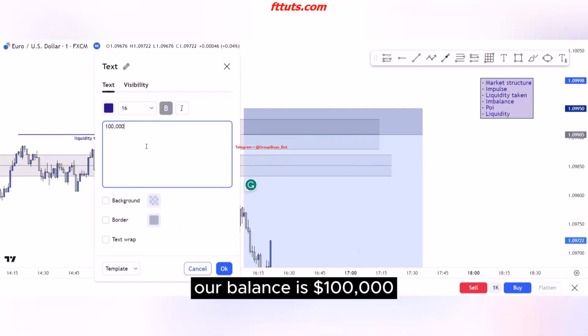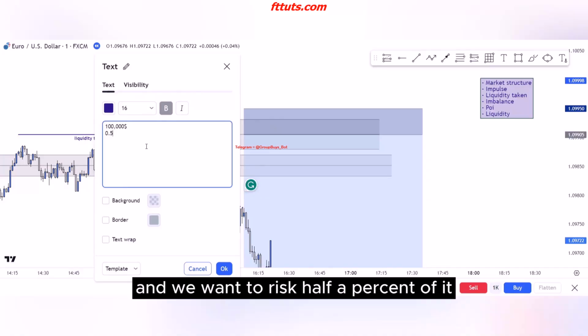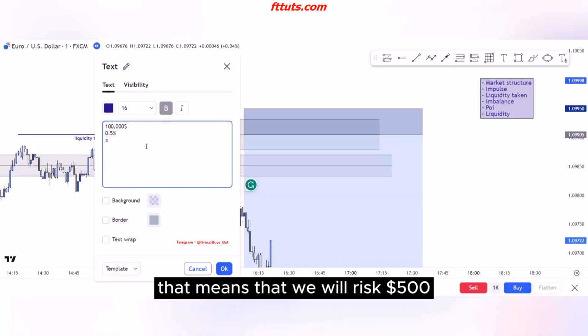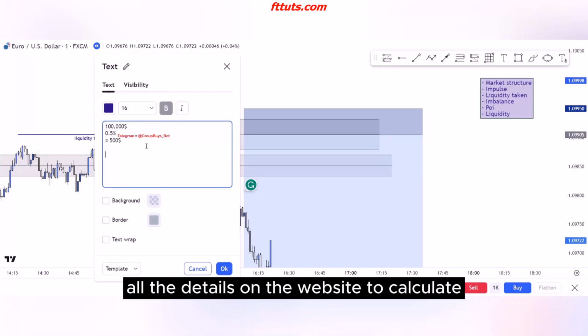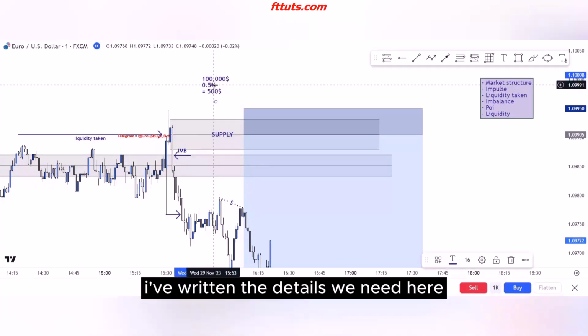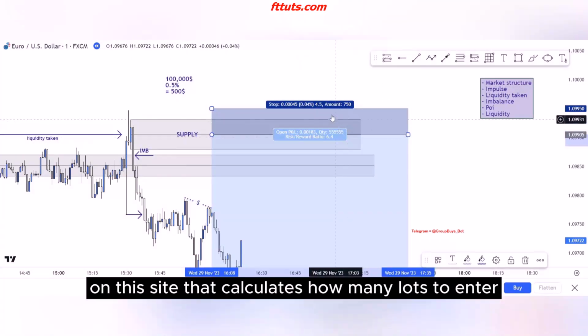Our balance is $100,000 and we want to risk 0.5% of it. That means that we will risk $500. This is the first thing we do even before we start placing all the details on the website to calculate. I've written the details we need here. Let's start placing on the site that calculates how many lots to enter.